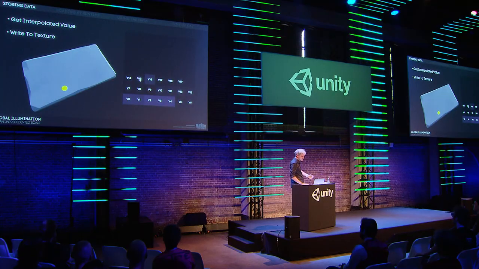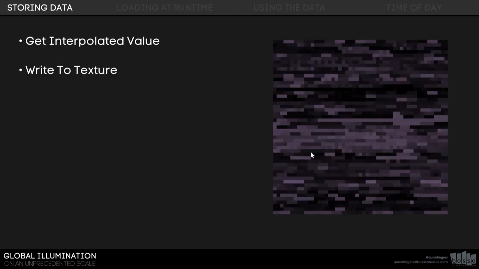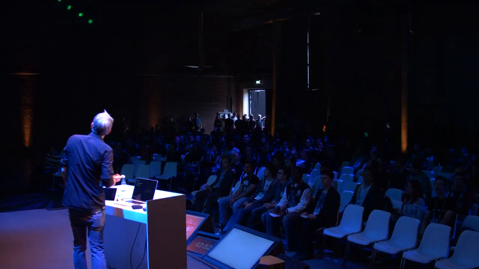I don't think we had any islands that had more than that. But if you needed more, three 1K textures would give you 3 million, and that's more than enough that we would need. So this is what one of those textures looks like at the end. It's just kind of like noise, which is why I refer to them as visibility maps rather than texture maps or light maps, because you can't really tell anything from them just by looking.